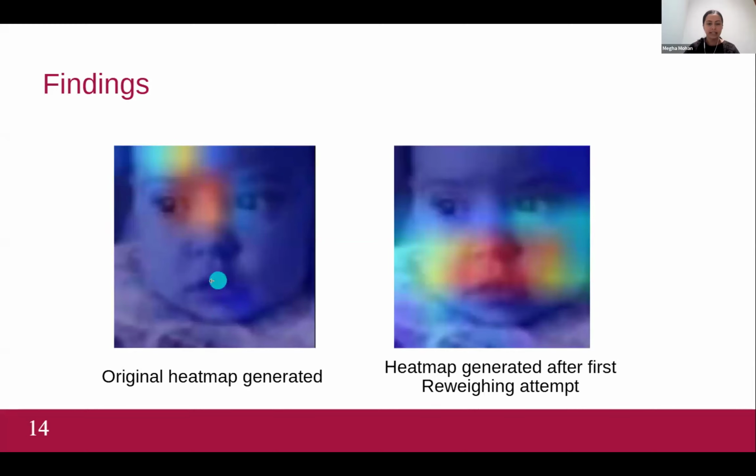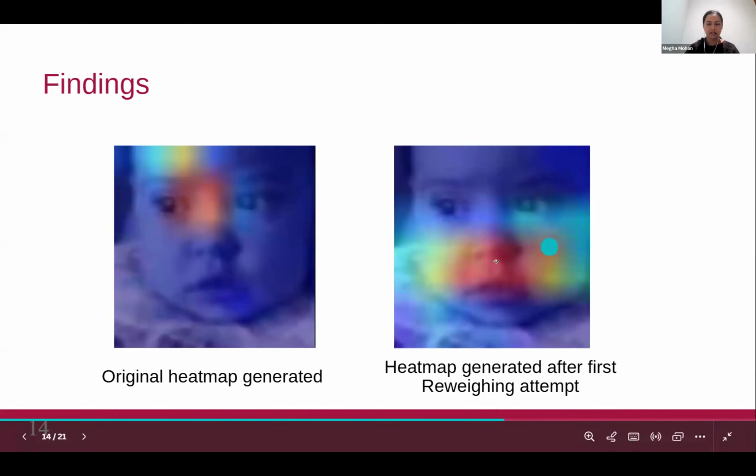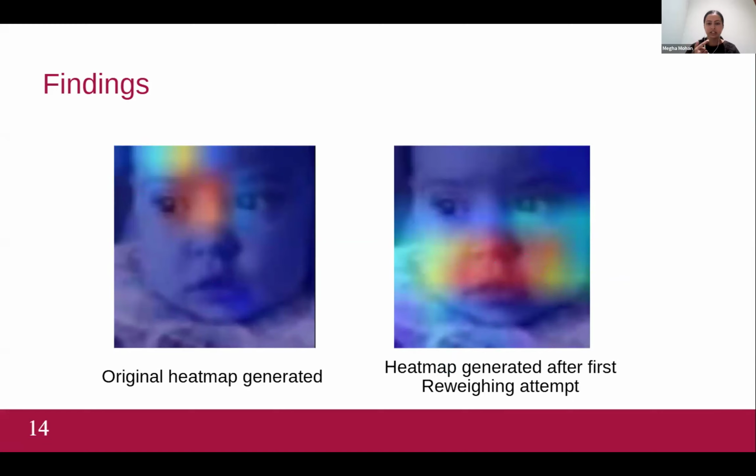This is the original heat map before reweighing, and this is after reweighing. So we have given the facial region, which is the nose and the upper lip, as the feature ground truth label. That's why it's here.